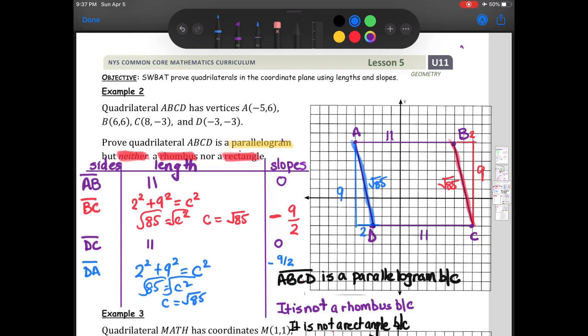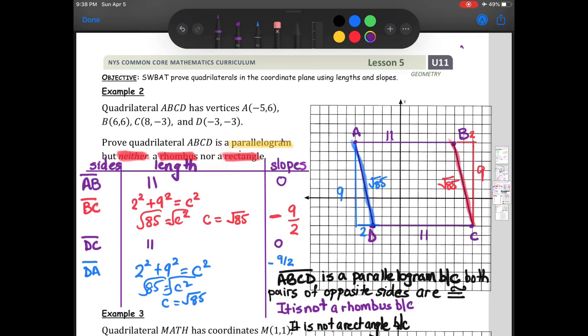So now we need to conclude. We need to talk about each thing. Let's sum it up. It is a parallelogram. What is one property of a parallelogram? Both pairs of opposite sides are congruent, right? We just wrote that. Look, 11 matches with 11, radical 85 matches up with radical 85.